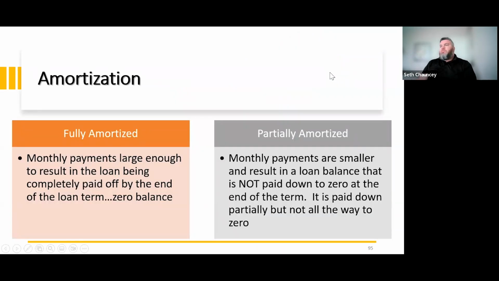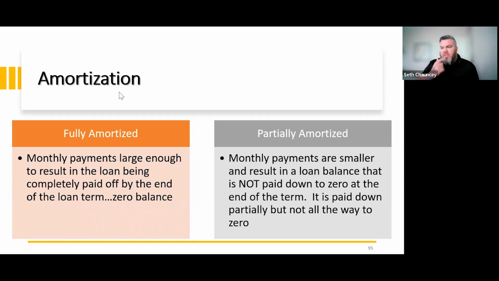So I keep using this word amortization, and then you've heard me say fully amortized. So when I say fully amortized, that's what we're just looking at. When you make the same payment each month and you make the last payment, it's going to result in a zero balance. Zero balance means it is a fully amortized loan, means the life of the loan was enough to pay it off. But there is also something called a partially amortized loan.